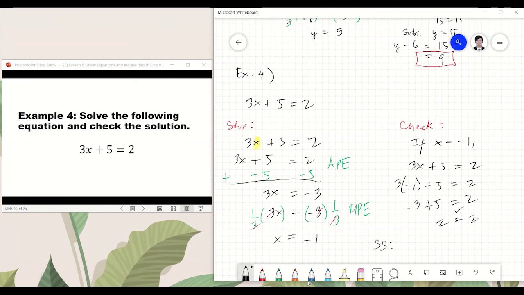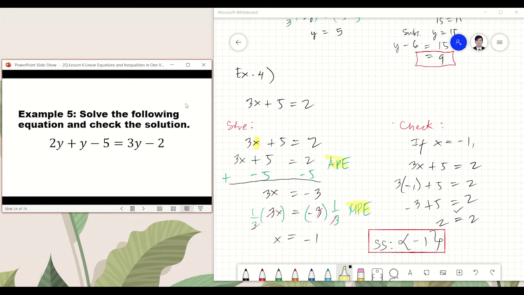So, therefore, yung solution set natin must only be negative 1. So, negative 1 yung ipapalit natin sa x para maging true statement yung 3x plus 5 is equal to 2. So, sa nakikita ninyo, meron tayong dalawang property na ginamit, APE at saka MPE. Okay, let's proceed to example 5.